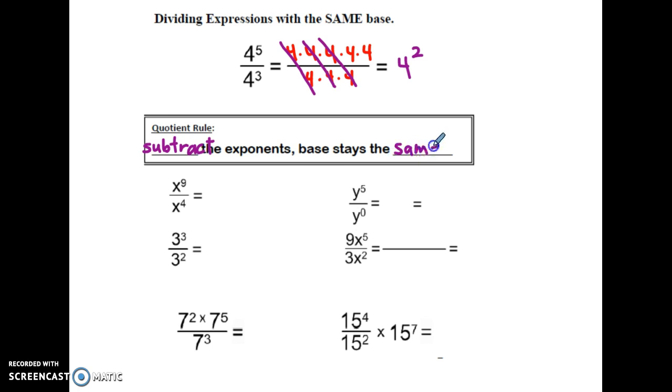Started with 4 to some power and we ended up with 4 to some power. But the shortcut for this rule is that you're allowed to subtract. And the subtracting again just comes from the canceling that can be done.